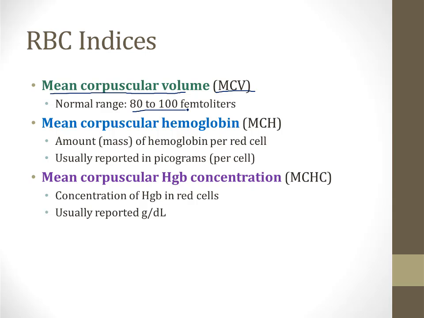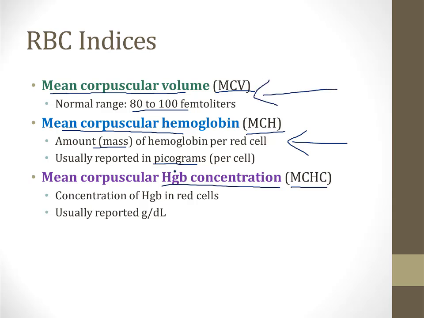The second of the RBC indices is the mean corpuscular hemoglobin, or MCH. This is the amount in terms of mass of hemoglobin per red cell. It's usually reported in picograms per cell. And then the final measurement is the mean corpuscular hemoglobin concentration, or MCHC. This is a ratio of the amount of hemoglobin in the average cell to the amount of volume in the average cell. It's a concentration of hemoglobin in red cells, and it's usually reported in units of grams per deciliter.